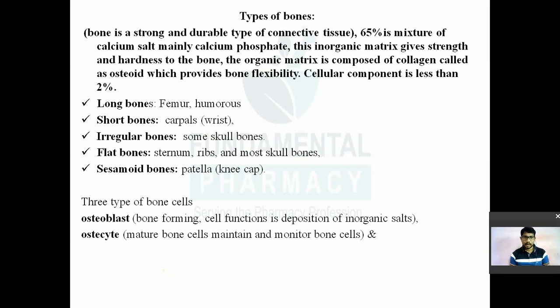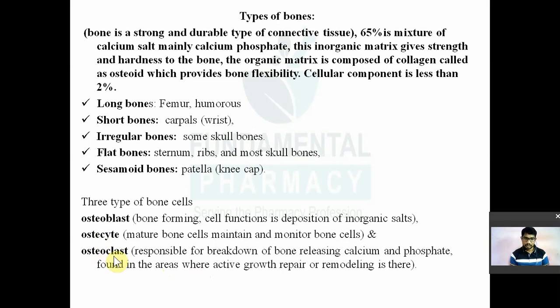So abnormal functioning of bone cells is known as carcinoma. Cancer हो गया होता है, bone cancer. Osteoclast. Okay, osteoblast. Remember, blast means they are forming bone. They are the bone forming cells and deposit inorganic salt. Osteoclast means they are responsible for the breakdown. Osteoclasts are the type of cell which are responsible for the breakdown of bone.